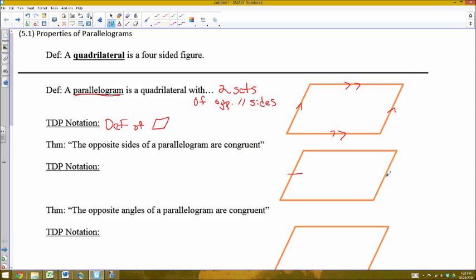It's always the case that if we have a parallelogram, the opposite sides seem to be congruent, which we will sum up as opposite sides of parallelogram congruent. Now, let's actually verify that with a proof.